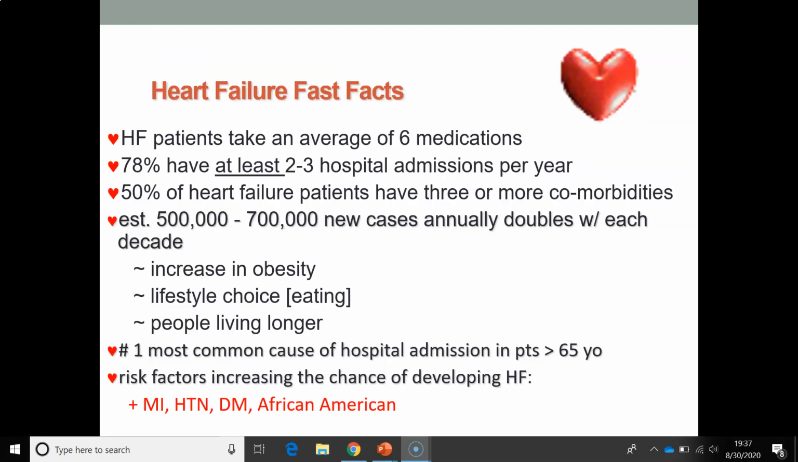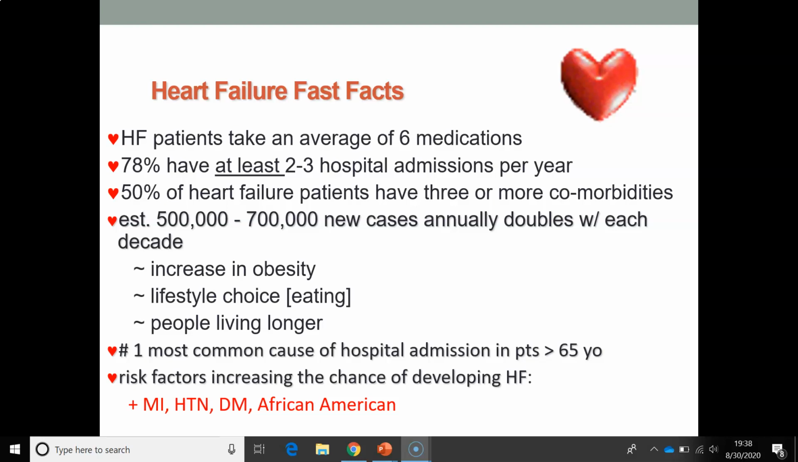Okay. Fast facts about heart failure. Heart failure patients take on average 6 medications. So patient education and identification of resources is extremely important for the discharging nurse and for the care coordinator.